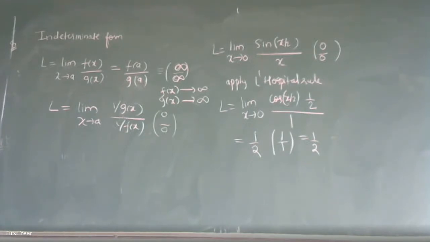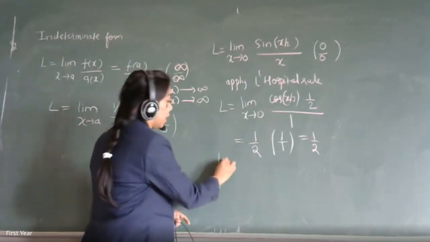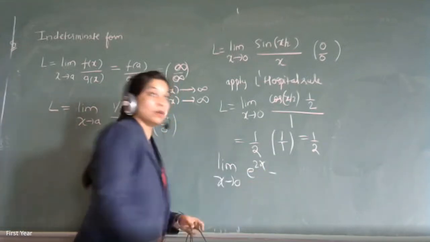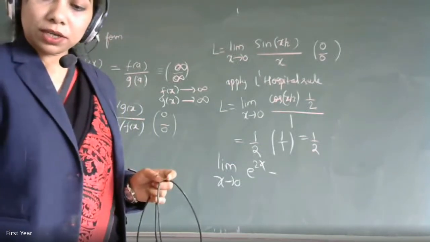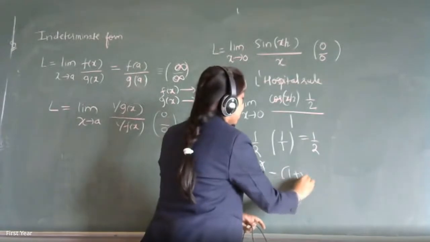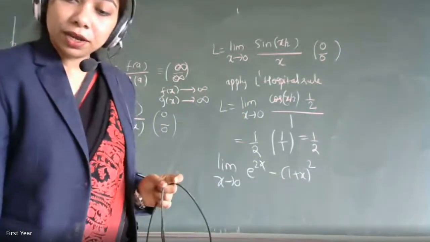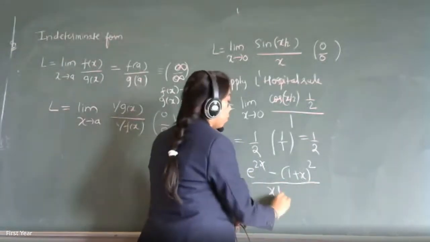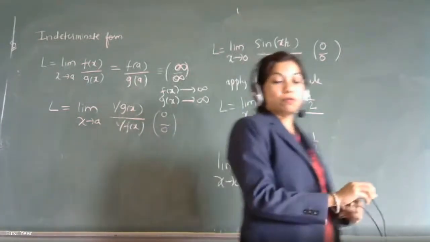Take down the question and you try to solve now. Okay. Let me give you. Evaluate limit as x tends to 0, e raised to 2x minus (1 plus x) the whole square, divided by x log of 1 plus x.